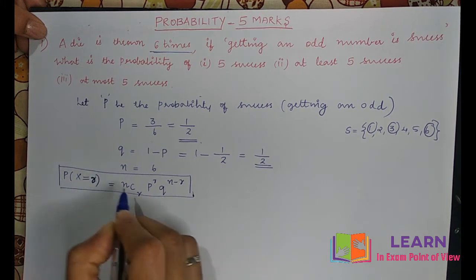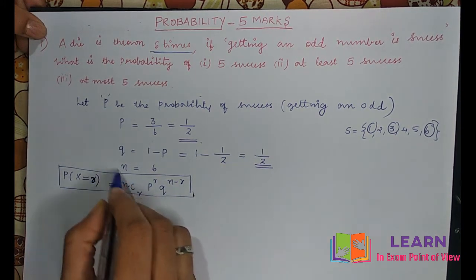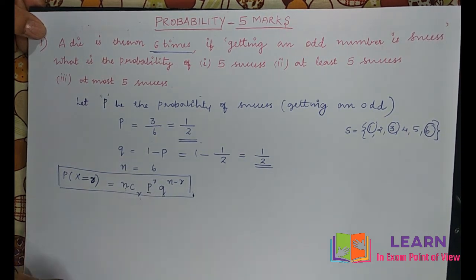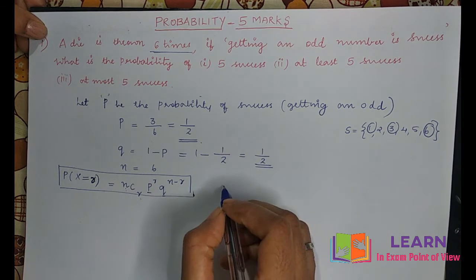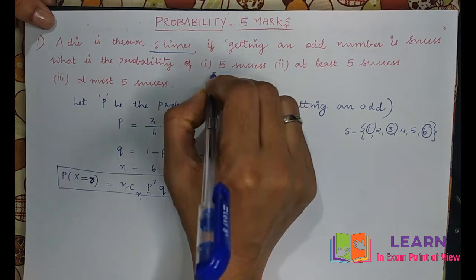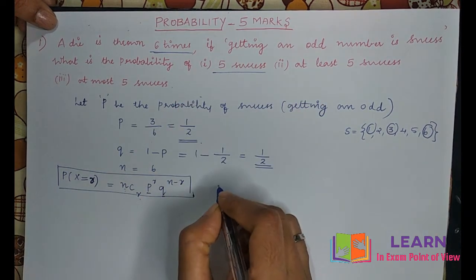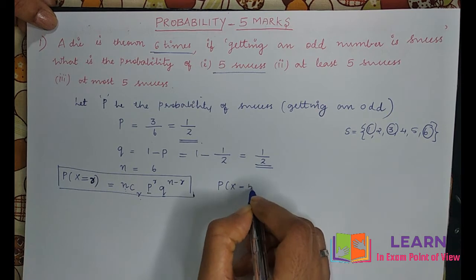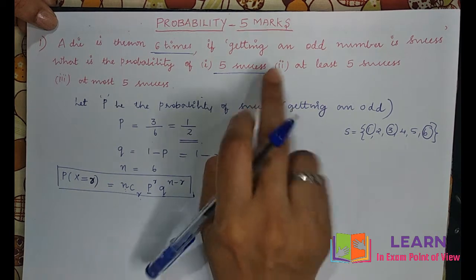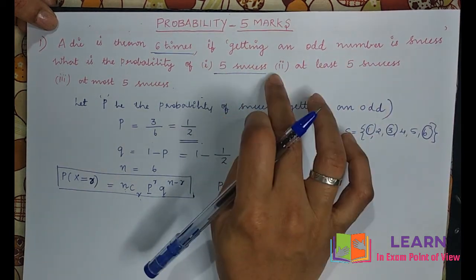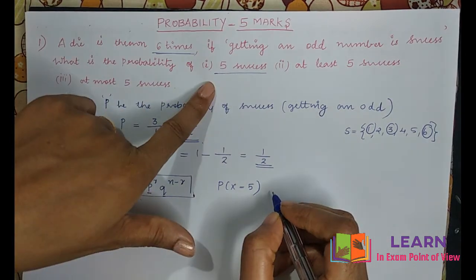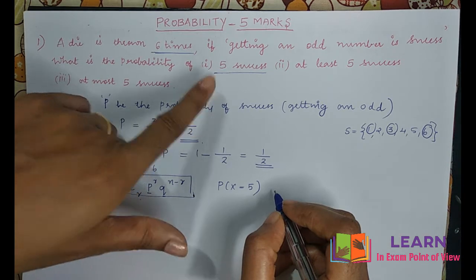Here in nCr, n means the number of times, that is 6. P we know, Q we know. This is the general equation, and for each case we need to find. For the first case, 5 successes, we take r as 5. That is getting an odd number 5 times in 6 throws. That is 5 successes.